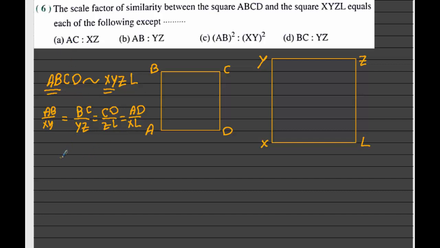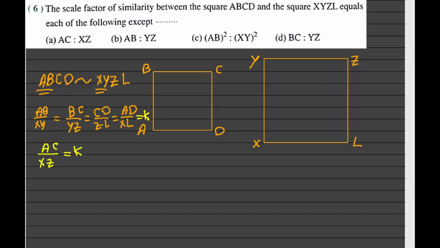Now the first one here is AC over XZ. Okay, is it equal to K, the scale factor of similarity? It is K, right? Here it is equal to K. Is it true or not? Where is AC? We have AC. It is the length of the diagonal, and I'll draw it.